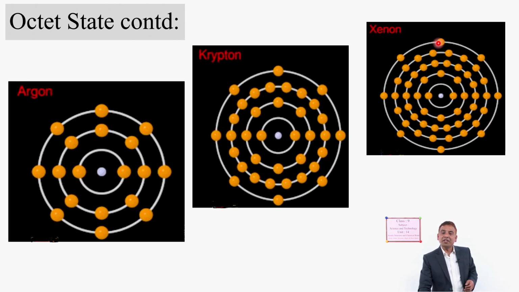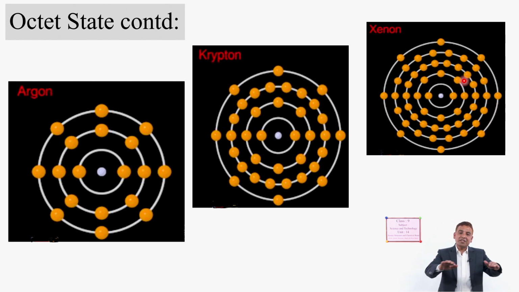And in the same way, if you count the total number of electrons present over this element, that is xenon, you will find altogether 8 electrons. Just count 1, 2, 3, 4, 5, 6, 7 and 8. So all of these atoms that you are looking at over the screen are in the octet states. So they are considered as the inert elements or atoms of inert elements.